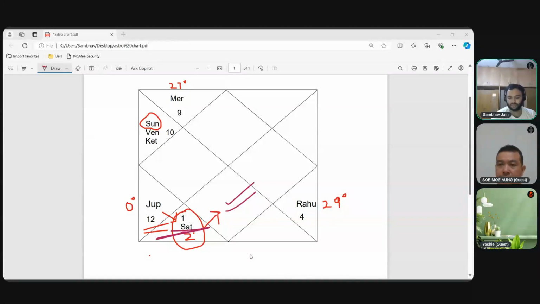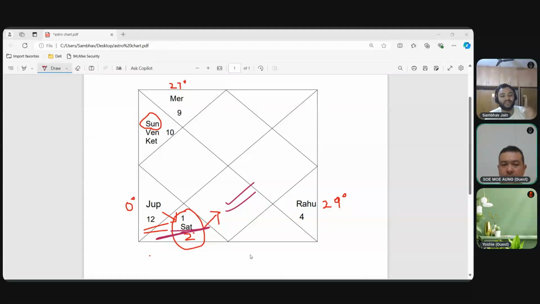Should we continue? Yes, sir. Even though maybe he is mentally stressed, a bit stressed. Yes, mentally this person will be stressed because of Rahu, Moon and because of debilitated Saturn. Yes, this person is going to be mentally stressed.